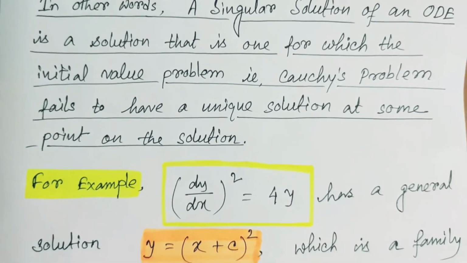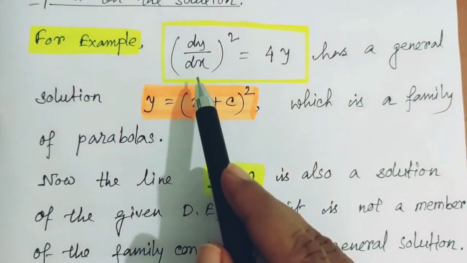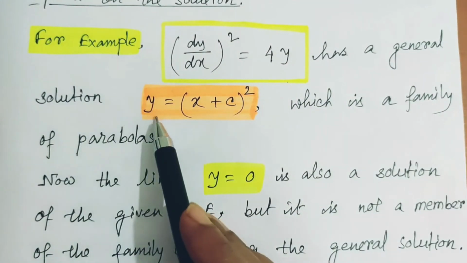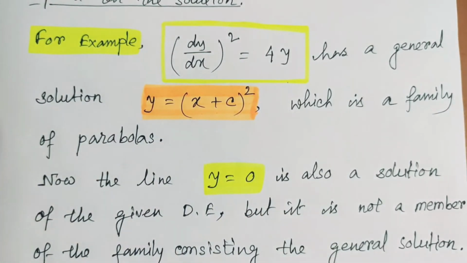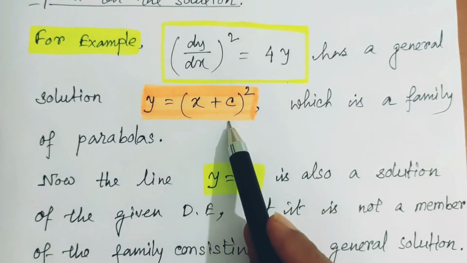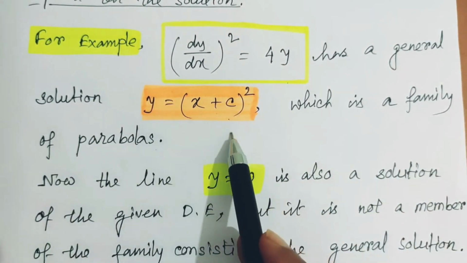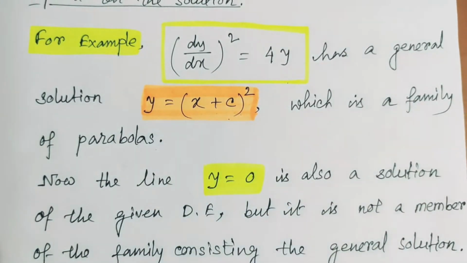With an example, let us consider the singular solution. The given example is (dy/dx)^2 = 4y. This has the general solution y = (x + c)^2. How this general solution comes, I shall show in my upcoming videos. Right now, just think that the general solution of this differential equation is this one. This is a family of parabolas. For different c's we find different parabolas, because this is the equation of a parabola. This is the general solution also.